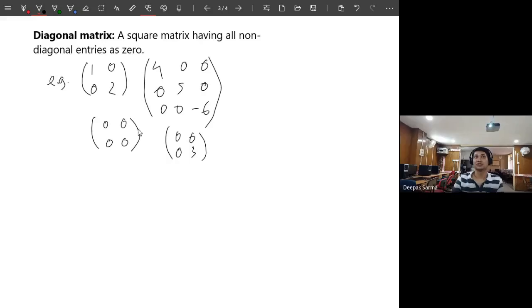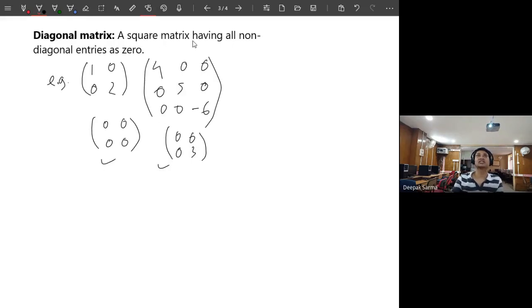So there is no restriction about the diagonal entries. The definition says that all the non-diagonal entries should be 0. Got it? So by definition, these two are also diagonal matrices. Okay, this one is 0 actually. I didn't write 6, so I give it to be 6.